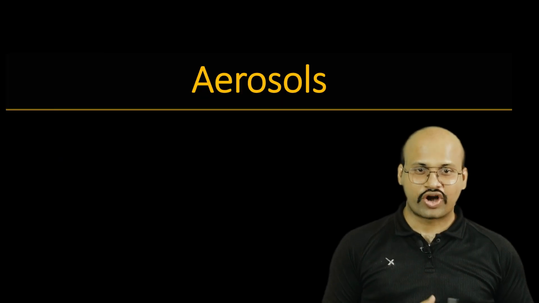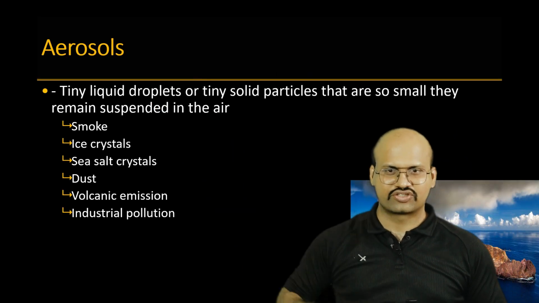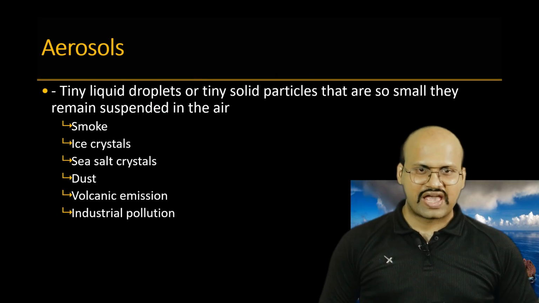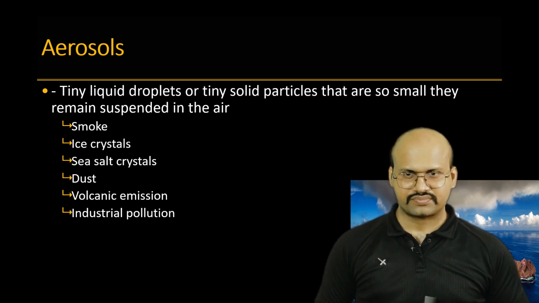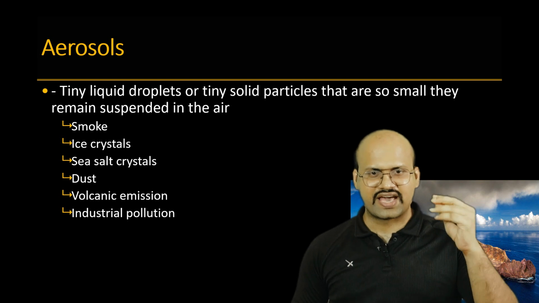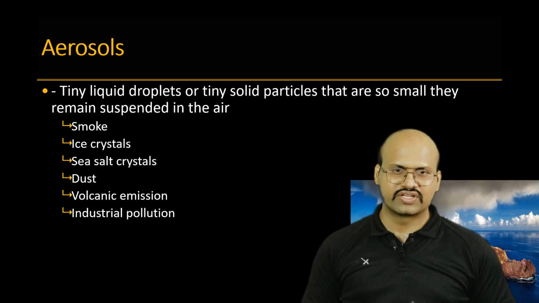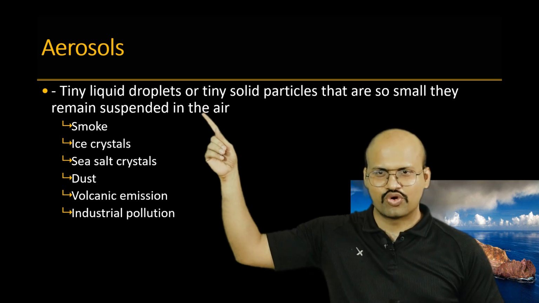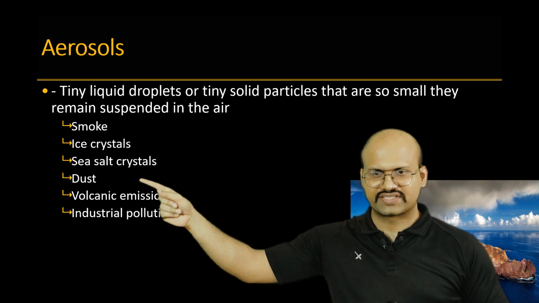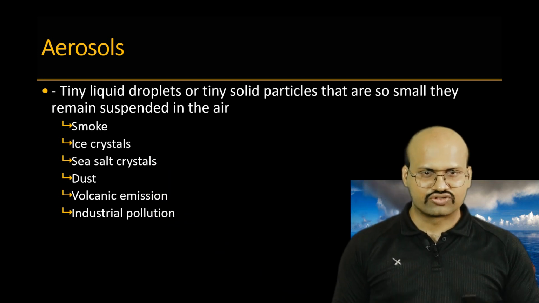So let's see what aerosols are. Aerosols are tiny liquid droplets or tiny solid particles, and they are so small that they remain suspended in the air. They are thrown up in the air, and because they are so small and so light, they do not come quickly to the surface, but remain floating in the atmosphere. Here we see smoke, ice crystals, sea salt crystals, dust, volcanic emission and industrial pollution as aerosols.